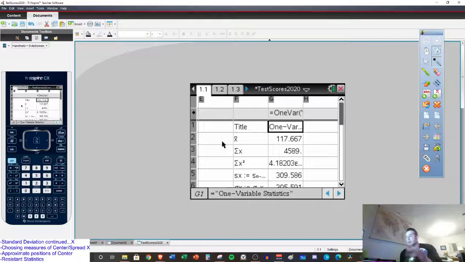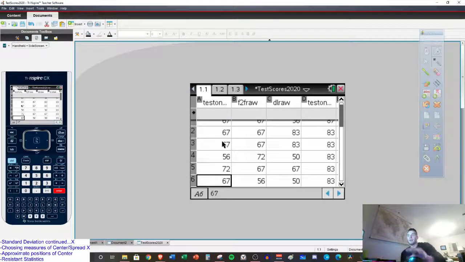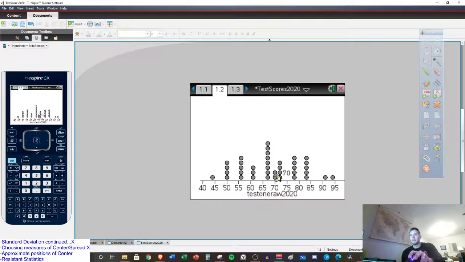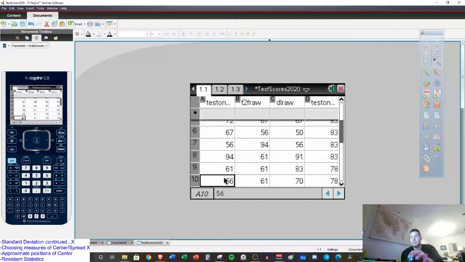So let me go back here. Let's change this back to its original value. I think it was a 72. And then let's go back to our distribution. Let's fix this. Okay, so here it is, back to the symmetry. But now we want to mess up this left side. We want to take one of these left lower values and make it an outlier. So let's see if we can find one. Let's go with 56 here. Let's make that a 0.